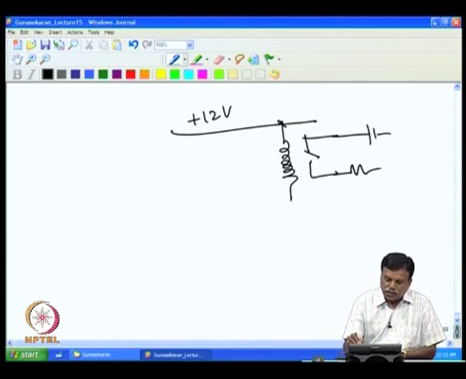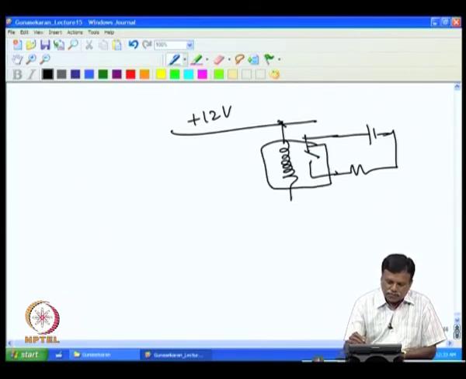So, for example, I can put a load like this. Whenever current flows through this coil, this contact will be energized and the current will be flowing through this. When you stop the current flowing through this, the contact will be open and the relay will be off. So, this is the relay part. This is to be switched on and off using a transistor.